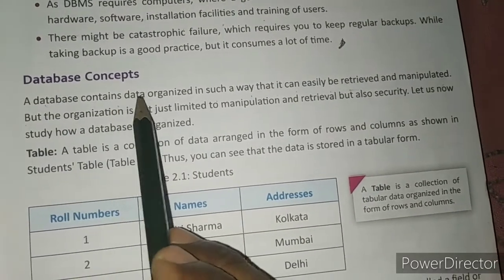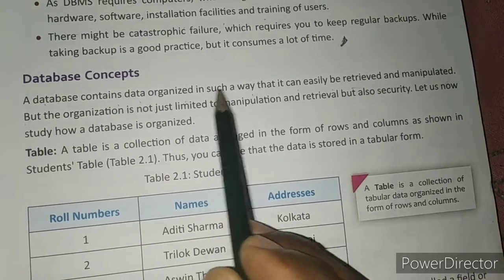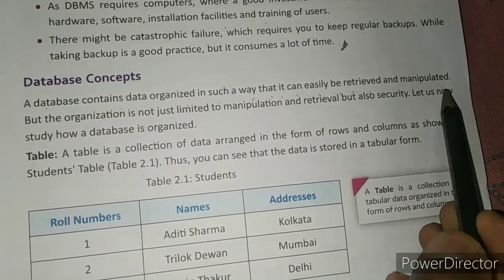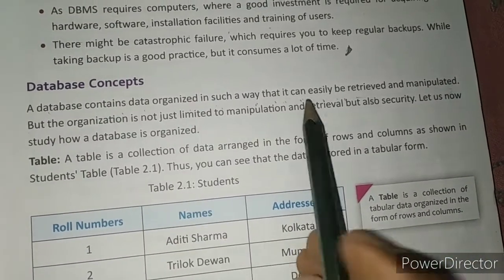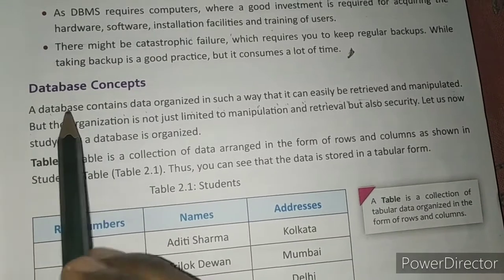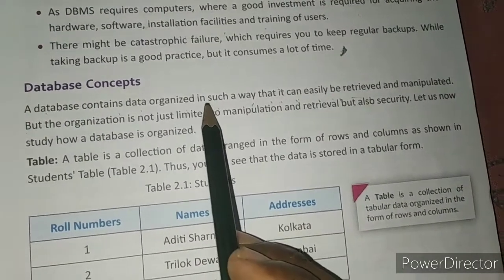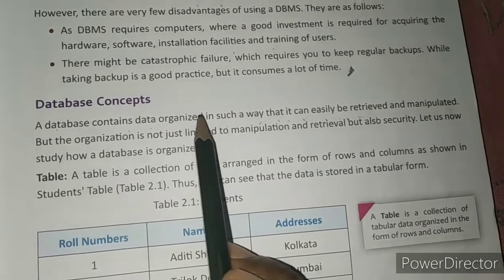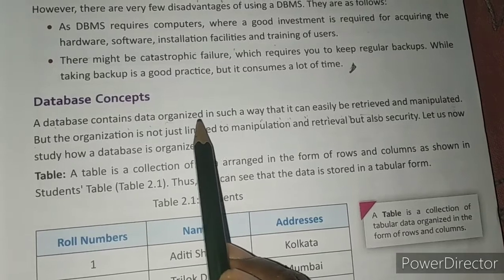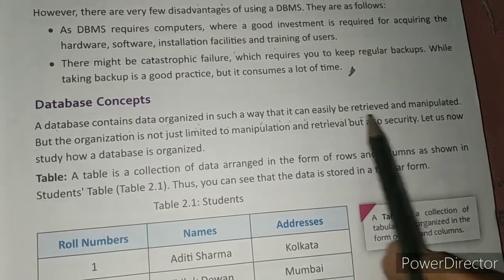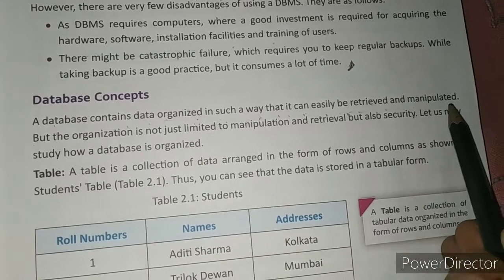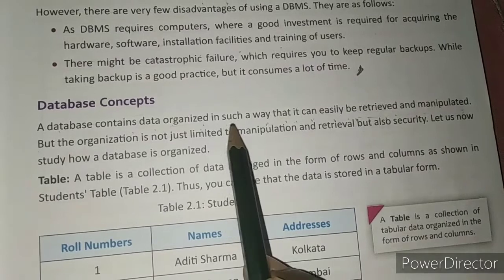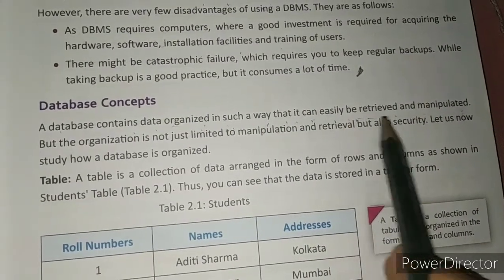A database contains data organized in such a way that it can easily be retrieved and manipulated. What does it mean? It means in the database, data is kept in a well organized manner, and we can retrieve and manipulate the data. So this is the definition: a database contains data organized in such a way that it can easily be retrieved and manipulated.